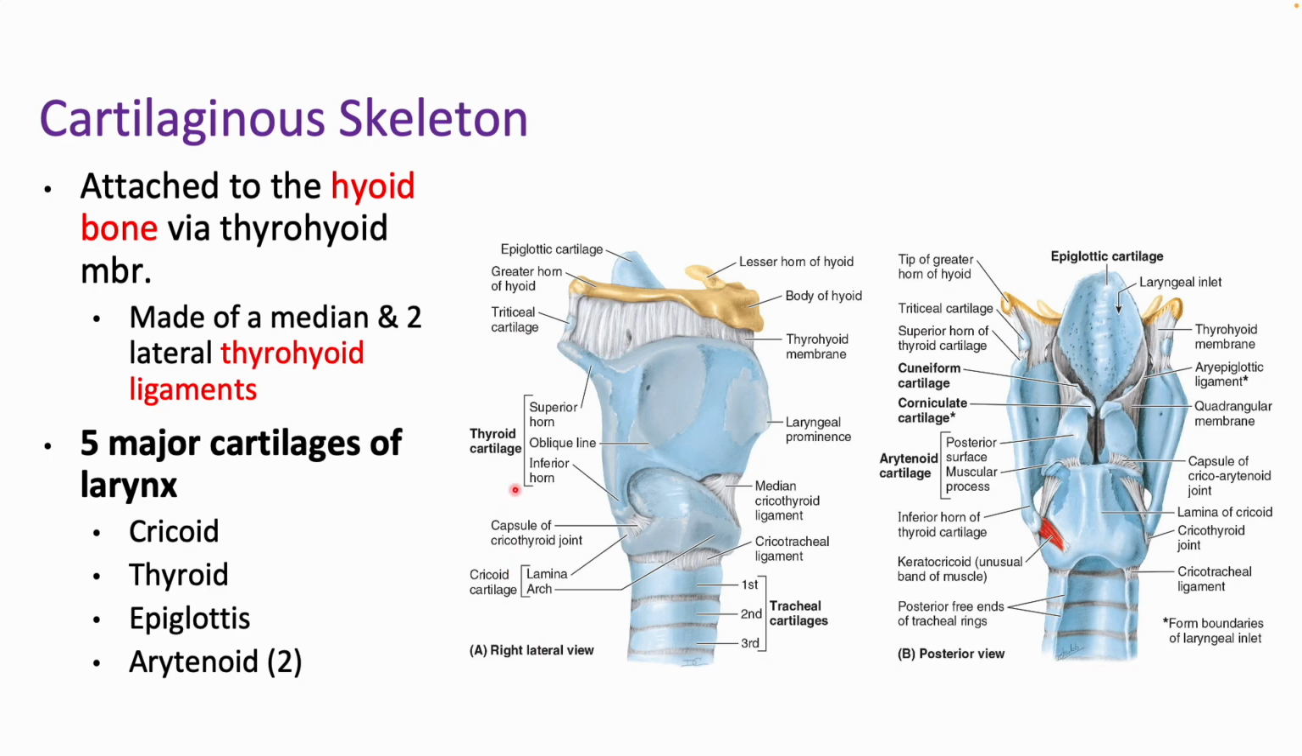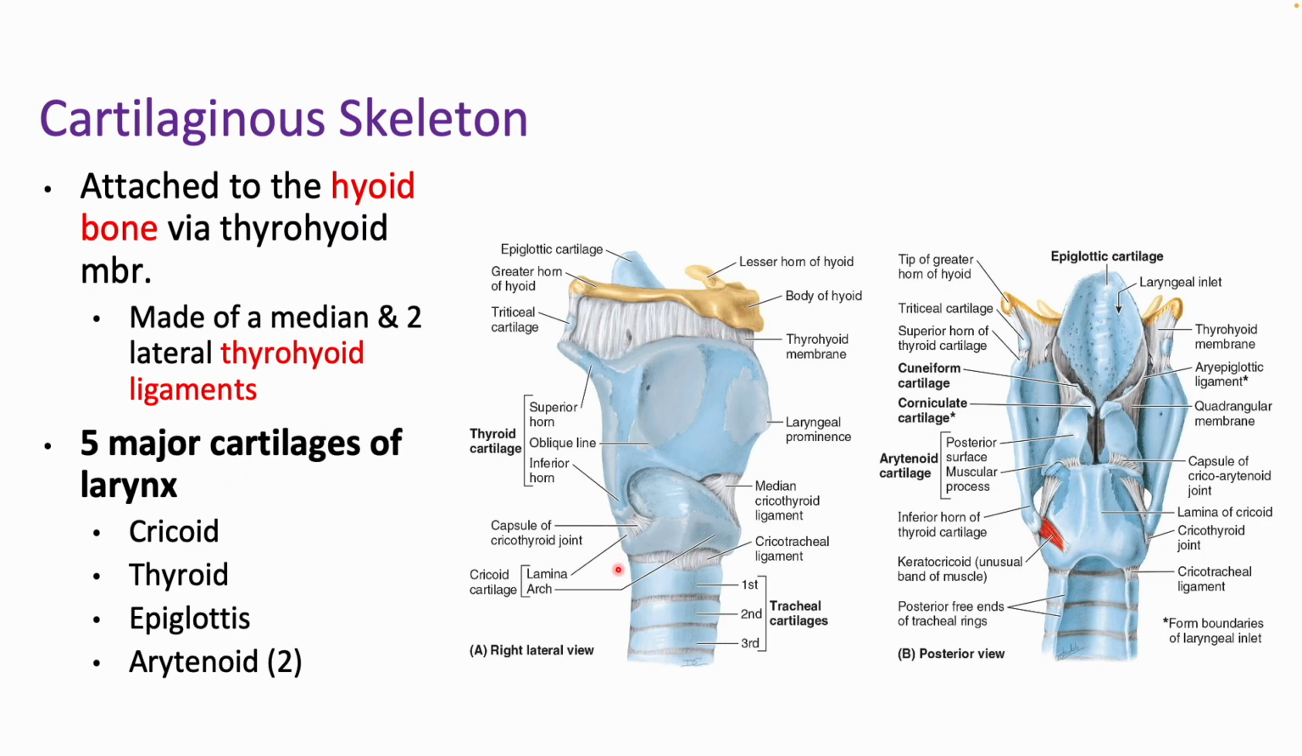And so first, let's look at the cartilaginous skeleton. So all the cartilage around here, that's going to be the grayish blue colored stuff. And so the cartilage is attached to the hyoid bone, which is right here, the C-shaped bone in the neck, via the thyrohyoid membrane. That's going to be all this. And that's made up of a median and two lateral ligaments.